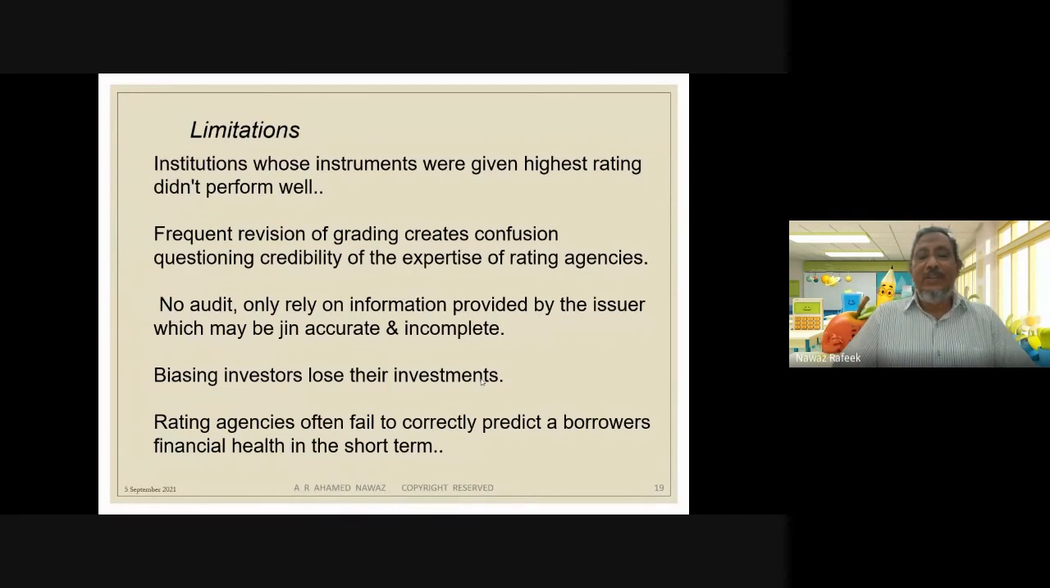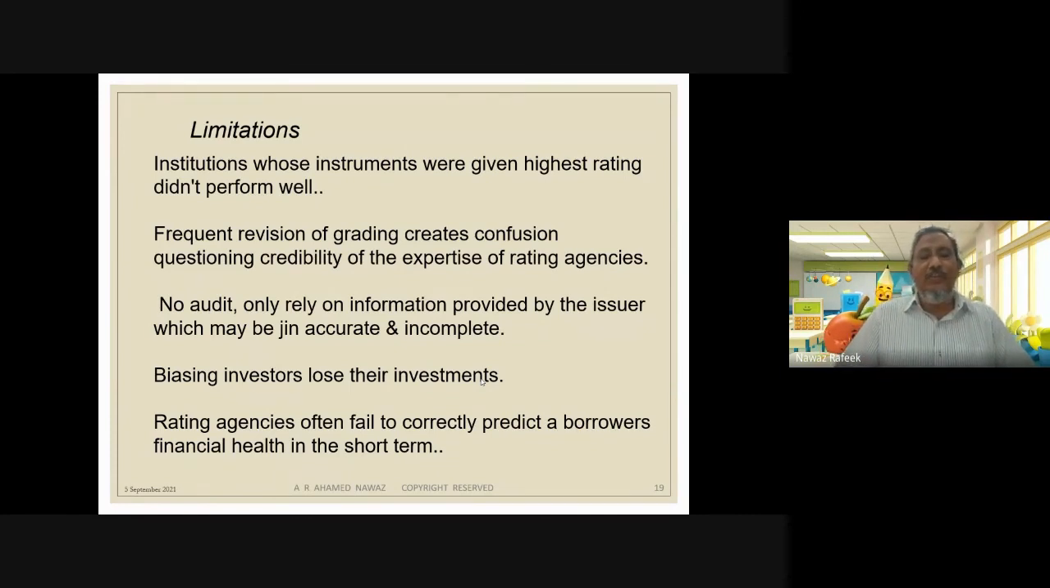Biasing: investors lose their investment. Investors are biased on the business. Biased means they think that the ratings are okay, but the ratings given by the rating companies are not completely accurate. Taking the frozen pictures painted by the company, investors may go down.